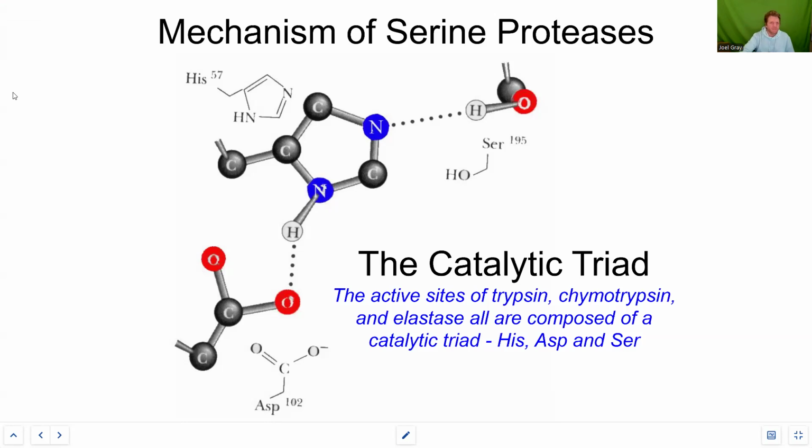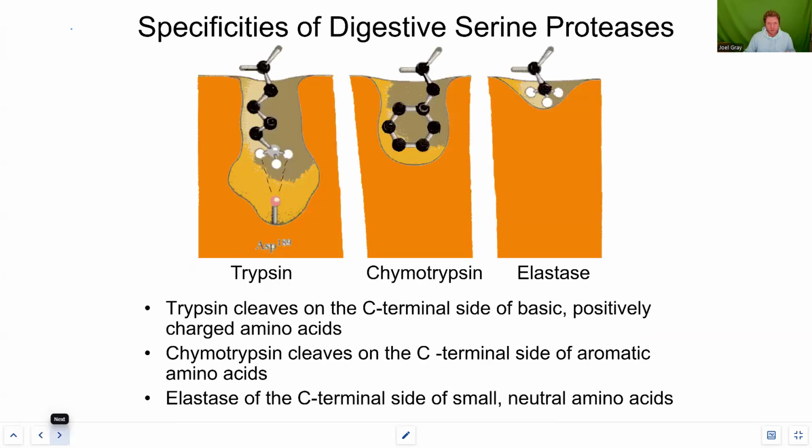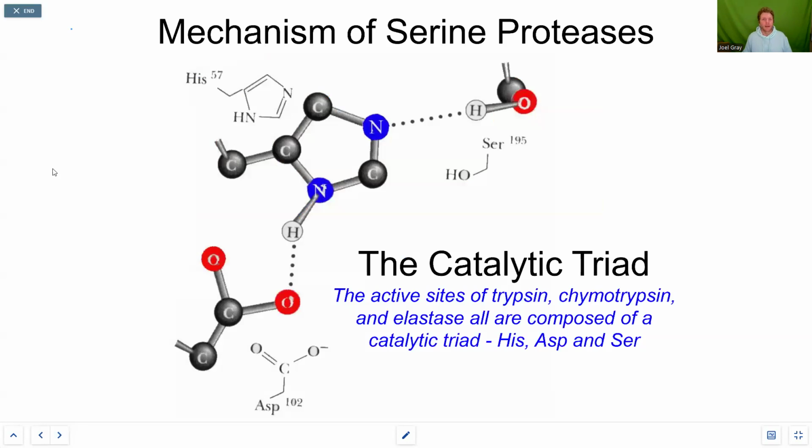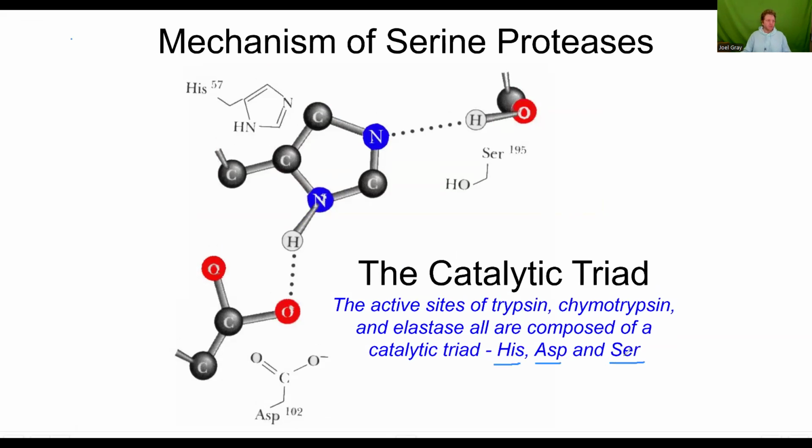Now, think about these amino acids as being the amino acids that follow our specificity pocket. So the specificity pocket is what selects the substrate. And then that specificity pocket, or your substrate binding site, is right next to your active site. These amino acids, known as the catalytic triad, are the amino acids that constitute the active site residues. So basically, every single serine protease is going to have histidine, aspartate, and a serine residue. So the active sites of trypsin, chymotrypsin, and elastase, all serine proteases, are composed of this catalytic triad.